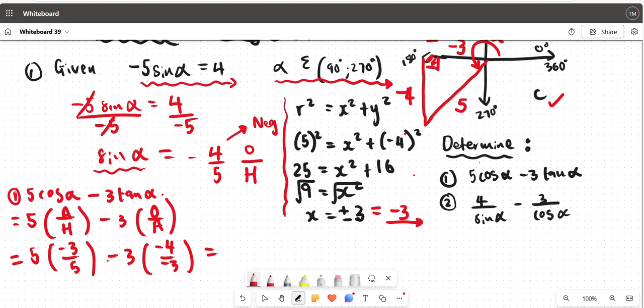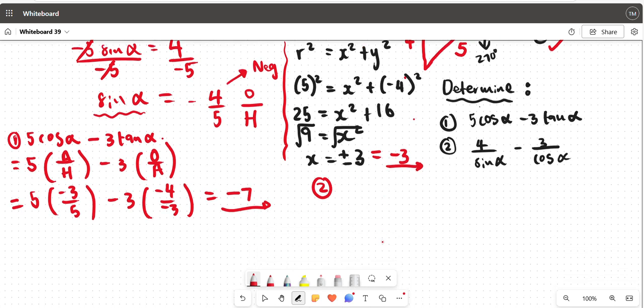And at this point, you could just plug that into your calculator. And if you do so, the value that you should be getting is a -7 as your final answer there. And there we go. We've answered question A, or question number 1. Let's do number 2 there.